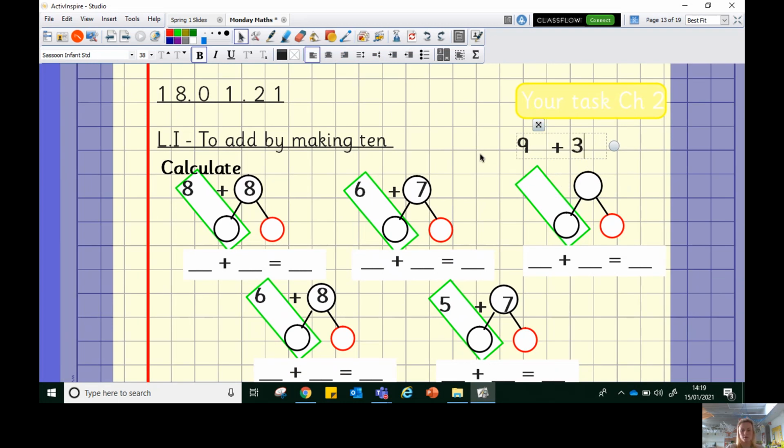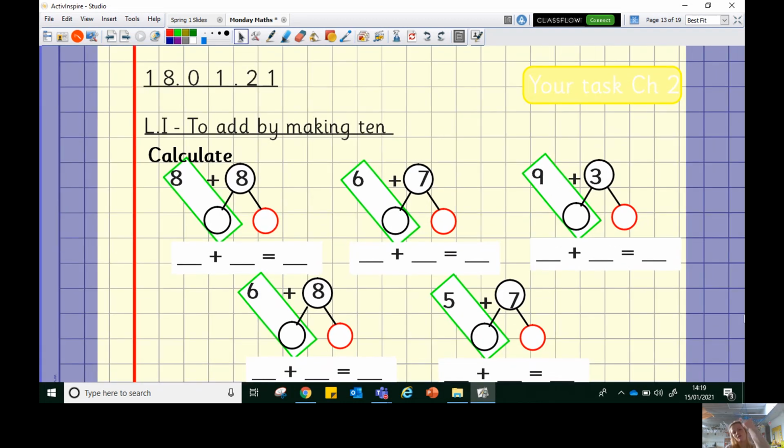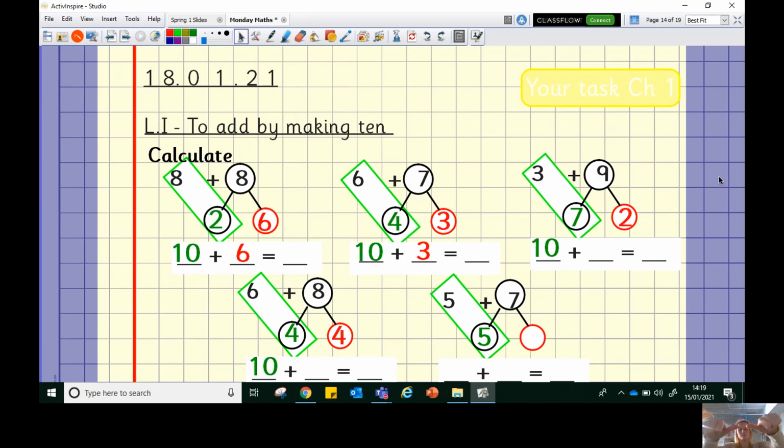So 9 plus, oh, might make it a bit easier for you on this one. Okay, so press pause now if you give me a 1 thumbs up. Okay, and if you're giving me 2 thumbs to the middle like this, you're feeling a bit unsure, that's okay. Here is your task. Okay, I've started them for you and you're going to finish the number sentences.